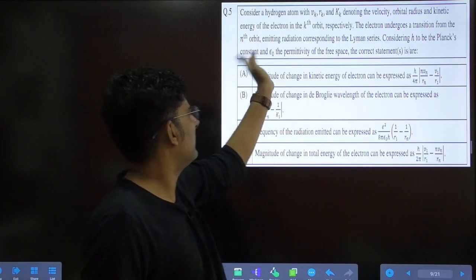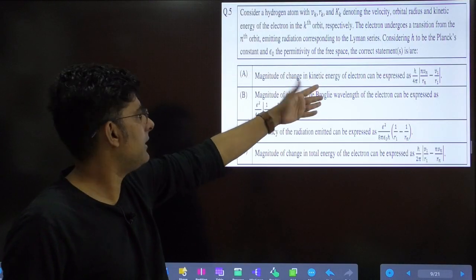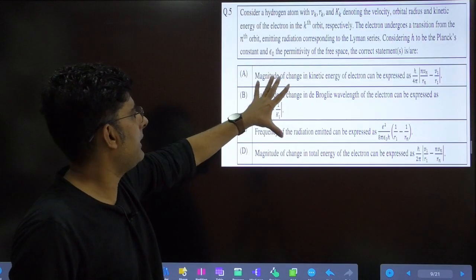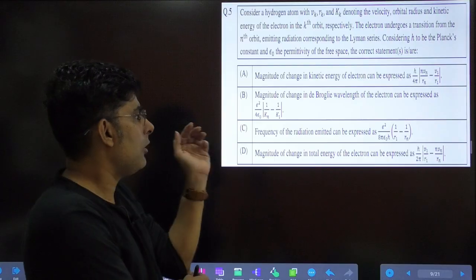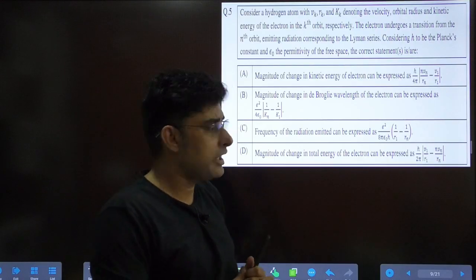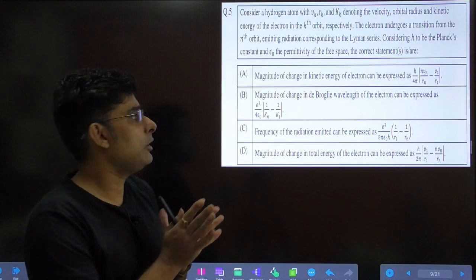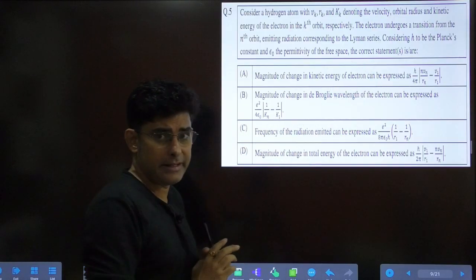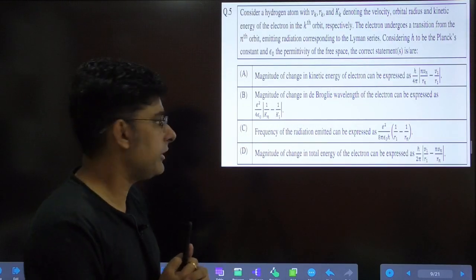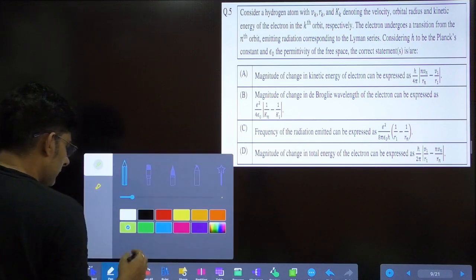So Planck's constant, permittivity of free space, these are given. They have asked to find the magnitude of change in kinetic energy, de Broglie wavelength and so on. Now this question is a bit tricky, and the tricky part is that you have to get hold of the proper expressions because you have to match with the options given, right? So let's proceed with the solution of this question.